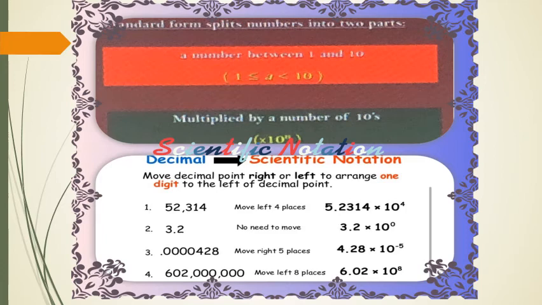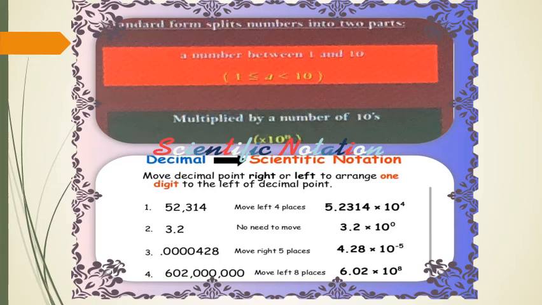That is 52,314. As I told you, we have to get just one number before the decimal. So that means we have to move left 4 places. So the given number is changed to 5.2314 into 10 raised to 4.